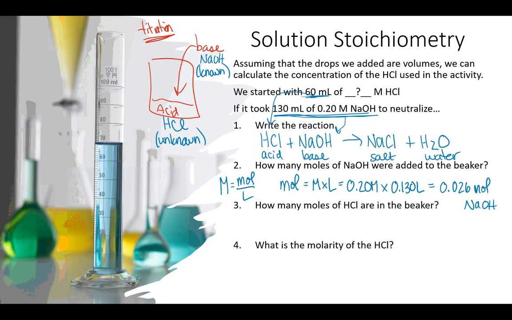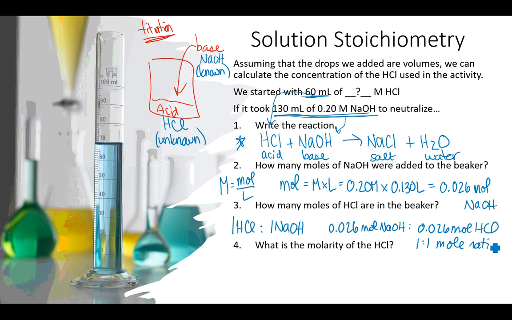What I do know is the ratio in which they react. If you look at this chemical equation, it's balanced. You see they react in a 1-to-1 mole ratio. So for every 1 sodium hydroxide, we had 1 HCl. That's what this kind of recipe is telling us. So if we had 0.026 moles of sodium hydroxide, then that means we had 0.026 moles of HCl. It's a 1-to-1 mole ratio.